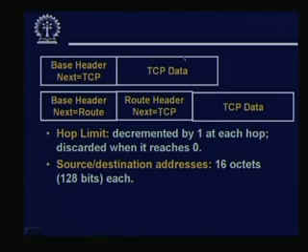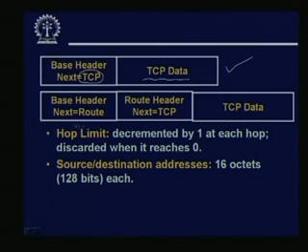Suppose in the first example, you have a packet with only the base header, nothing else. So, you have the base header followed by the data, which is the TCP data, the data which has come from the TCP layer. So, in the next header field, the value TCP will be stored. This will mean that whatever is following the base header is the TCP data.